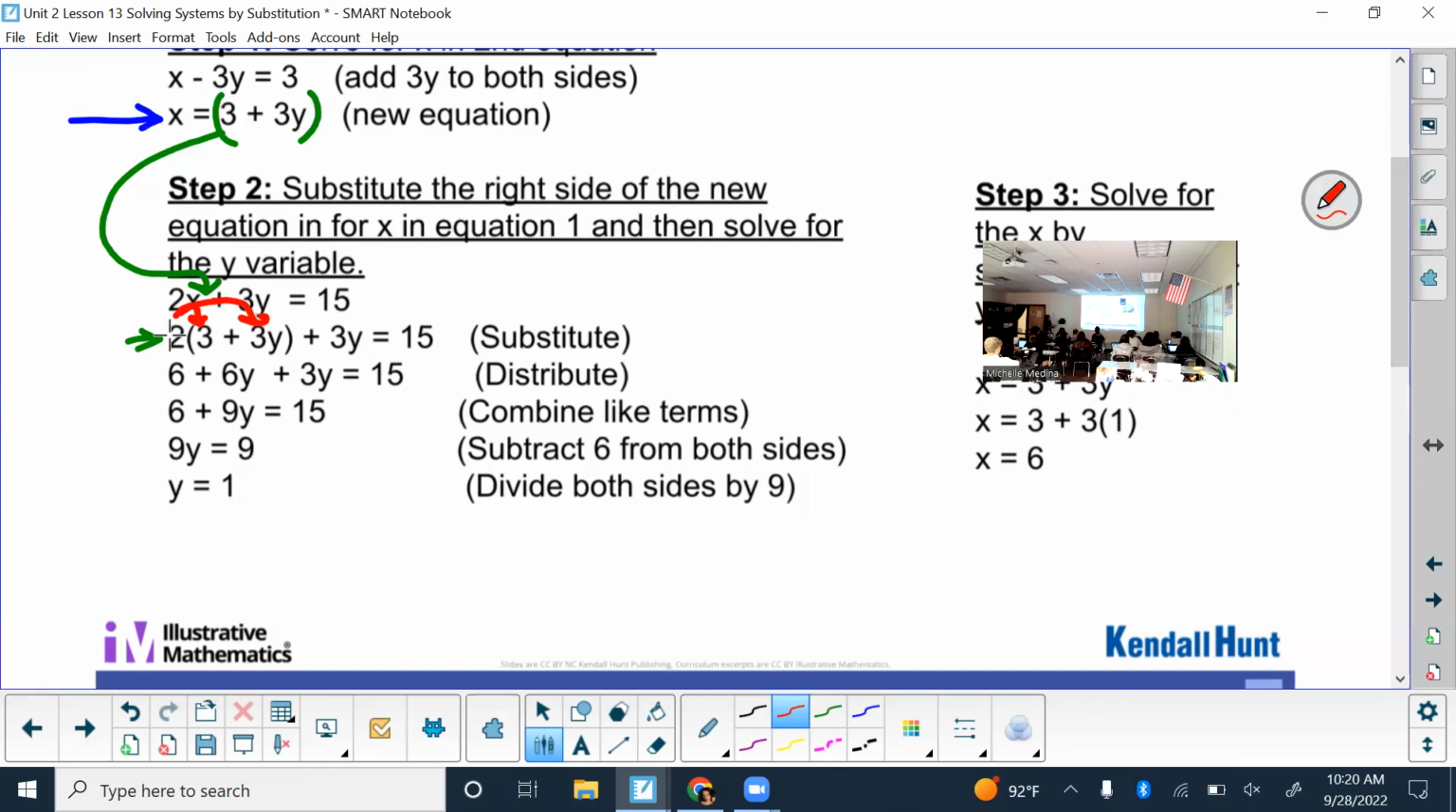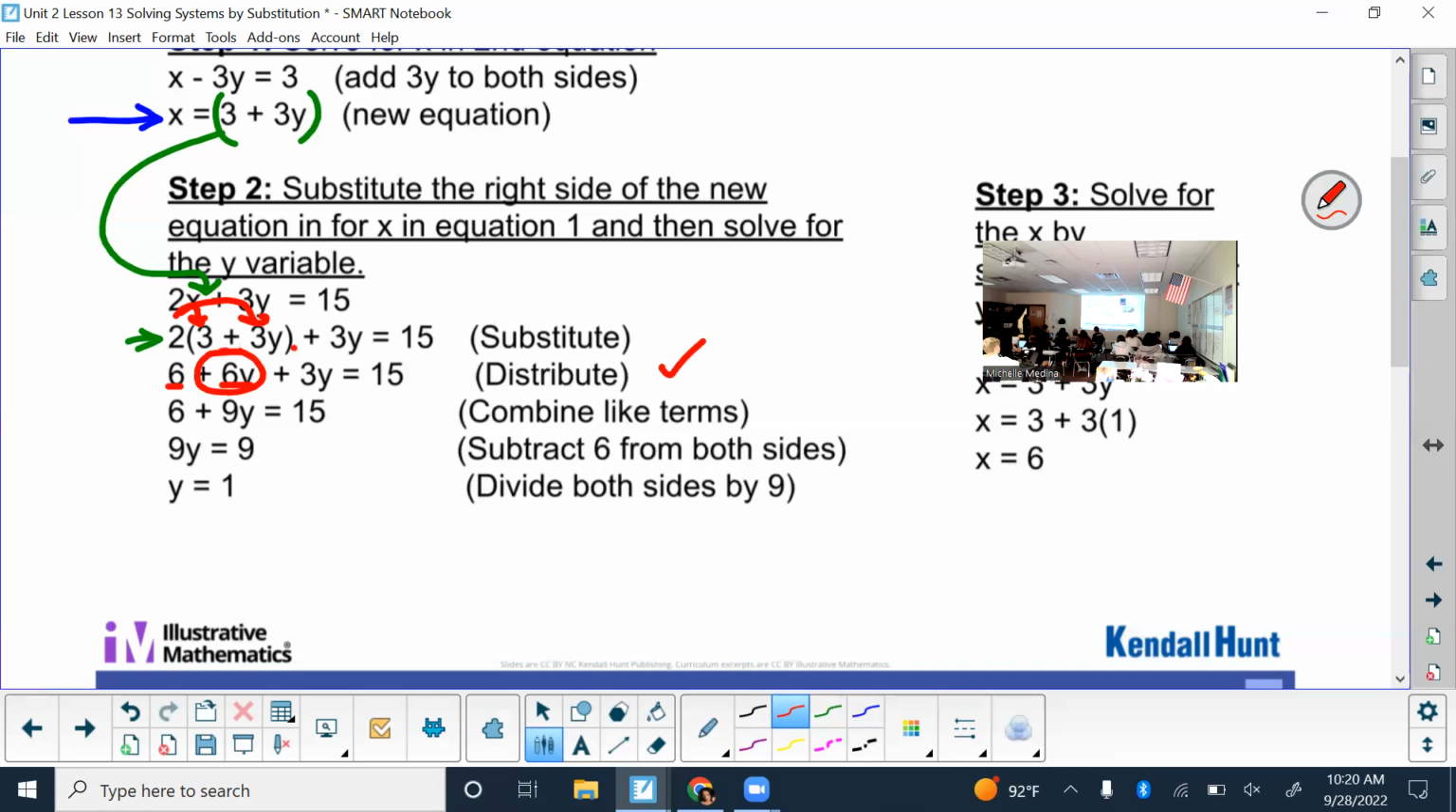And then it's 2 times 3, which is 6, and 2 times 3y, which is 6y. And then bring everything else down. Usually after distributing, what do you have to do? Combine like terms. What are my like terms here?